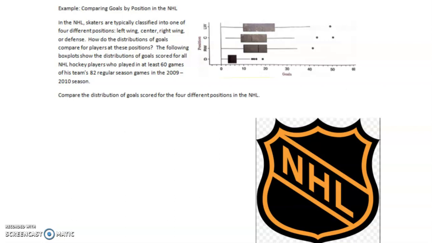Sometimes we use the box plots to compare. So in the NHL, skaters are typically classified into one of four different positions: left wing, center, right wing, or defense. How do the distributions of goals compare for players at these positions? Use the following box plots to show the distributions to compare them.